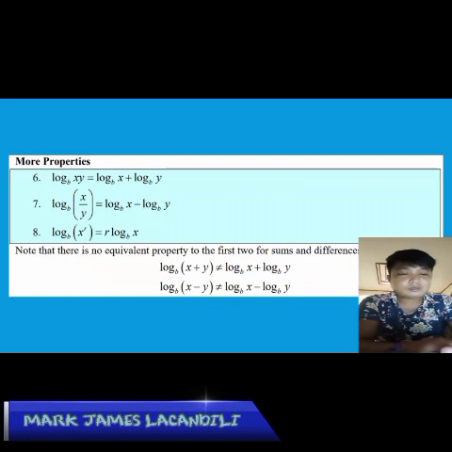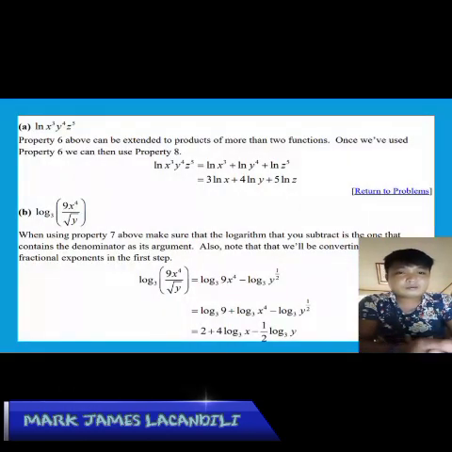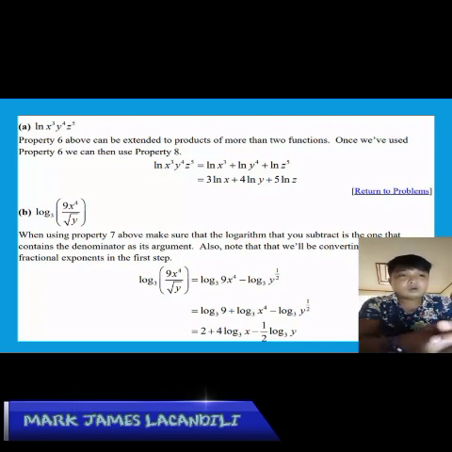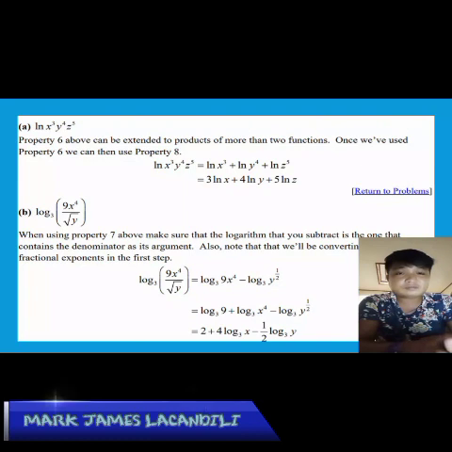And log base b of (x minus y) is not equal to log base b x minus log base b y. So ln of x exponent of 3, y exponent of 4, z exponent of 5. Property 6 above can be extended to products of more than two functions. Once we've used property 6, we can then use property 8.